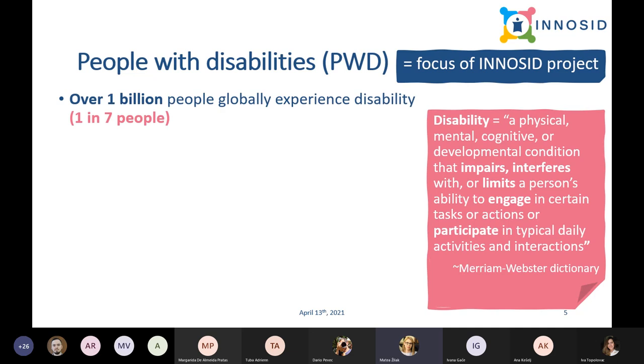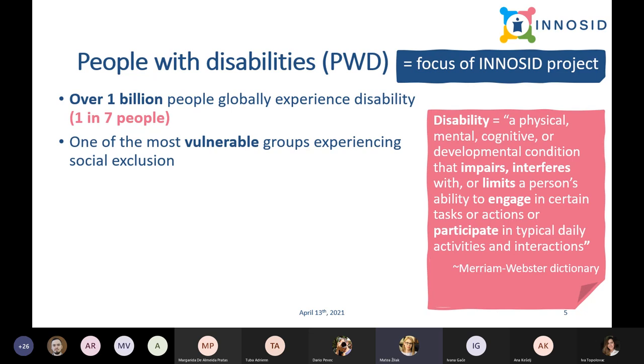So considering this definition and some statistics that the World Health Organization reported, over 1 billion people globally experience disability. If you put that into a picture, that is actually 1 in 7 people. You also need to consider that the majority of people do not have a reported disability. So people with disabilities are in general a highly represented group. Also, they are one of the most vulnerable groups experiencing social exclusion.